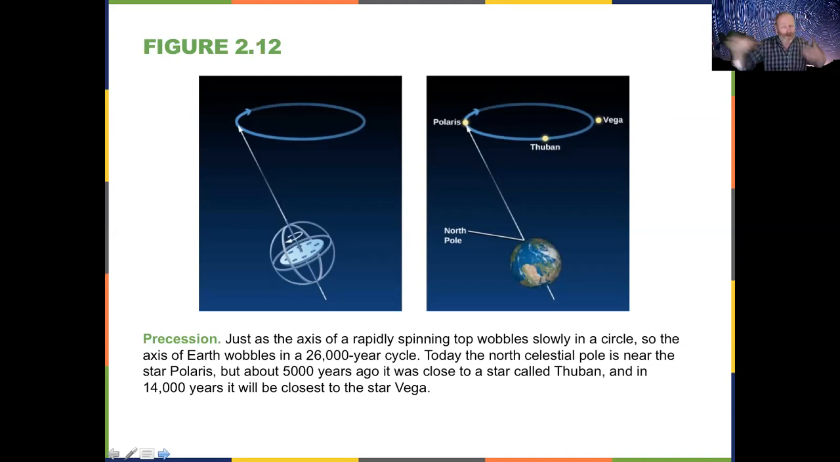They were actually not very close to each other in reality, but if you look at them in the sky, you can say, oh, they look close, but in fact they're not. They have since moved on their own way. But notice 5,000 years ago, Thuban was our North Star.